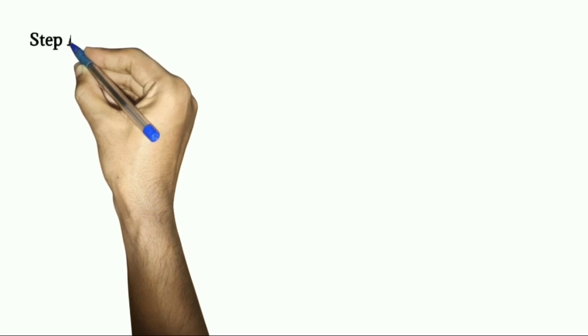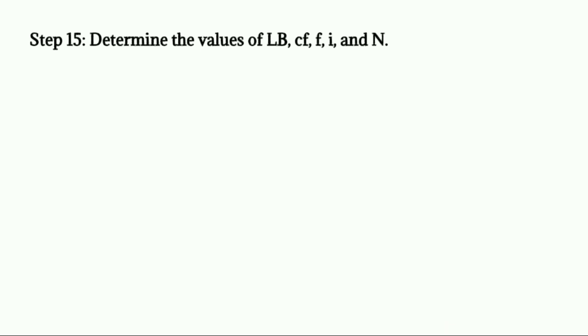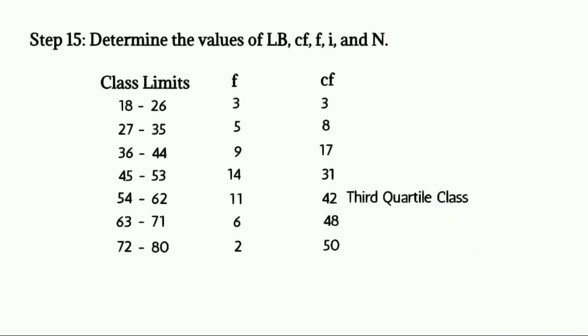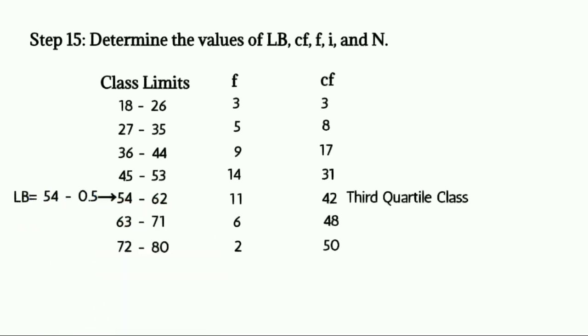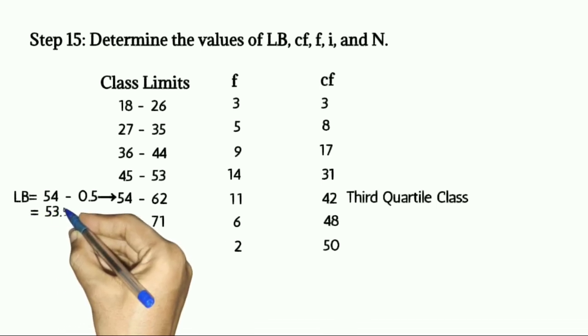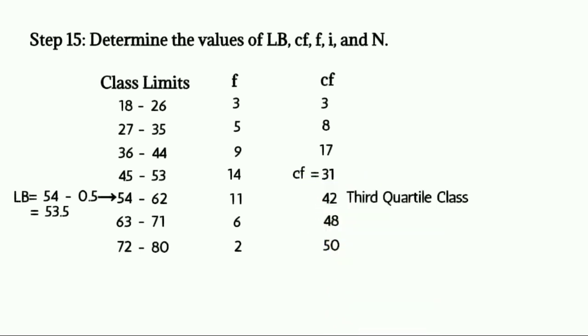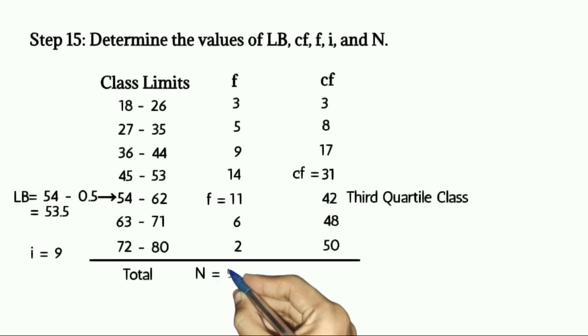After that, the next step is to determine the values of LB, CF, F, I, and N. Unahin natin yung LB. LB is equal to 54 minus 0.5, that is equal to 53.5. CF is equal to 31. F is equal to 11. I is equal to 9. And N is equal to 50.